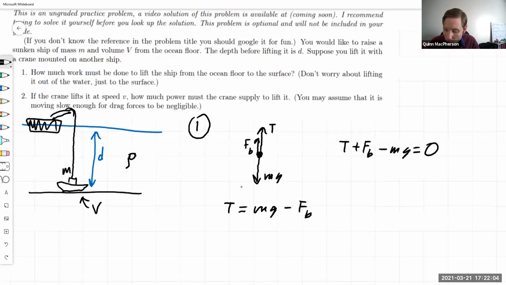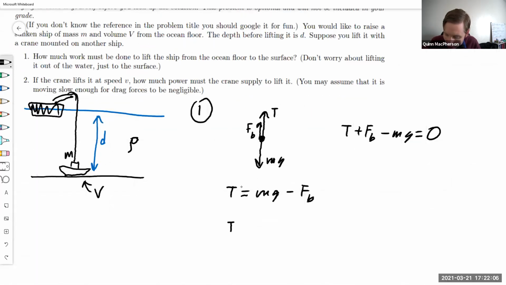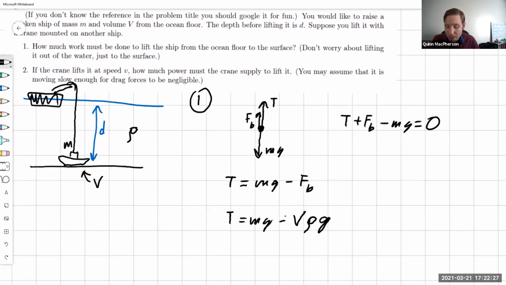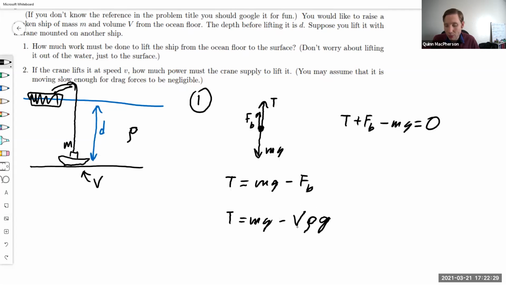What is the buoyancy force? We can replace it with the volume of the ship times the density of water, times g. So the buoyancy force is rho V g, where it's rho of the water, not of the ship. It's basically the amount that makes the Mary Ellen Carter float.